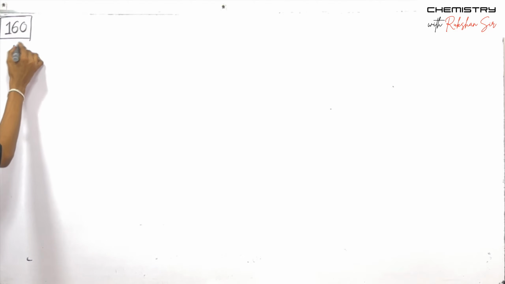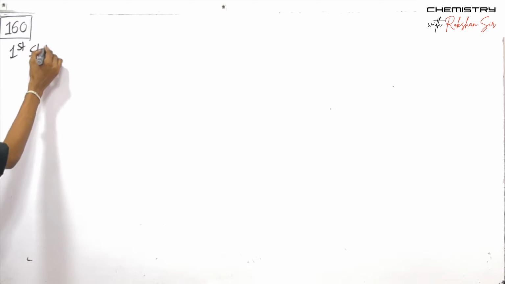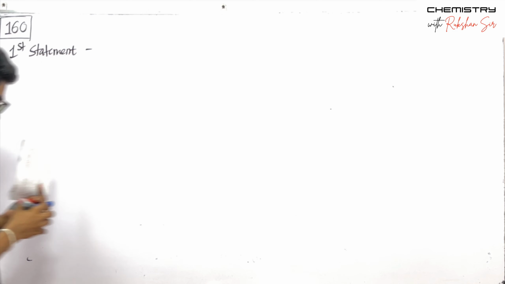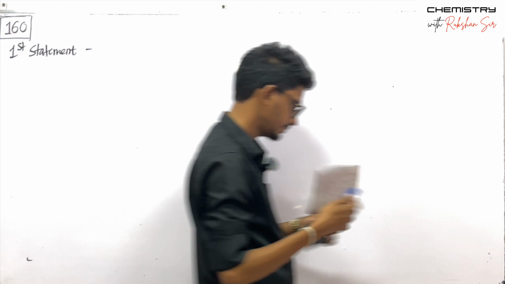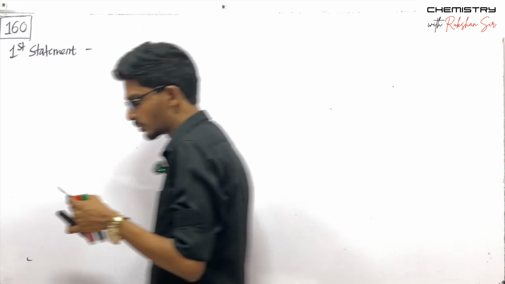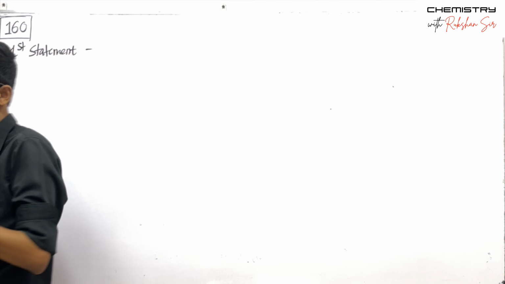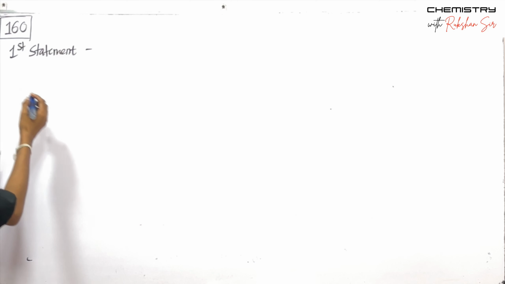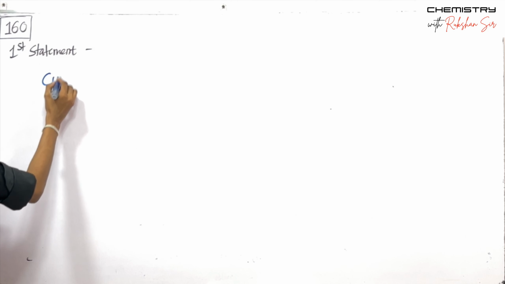First statement. See what it says. Copper 2+ and nickel 2+ cations could be identified using a solution of aqueous ammonia. See what will happen? You have the copper 2+ and nickel 2+.